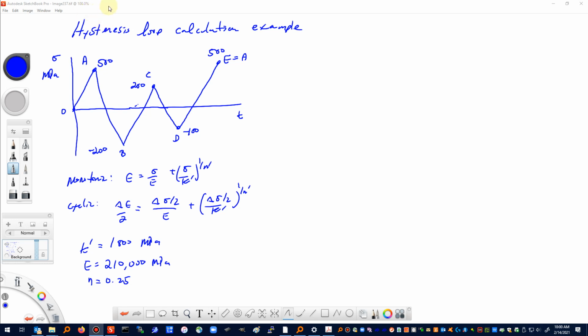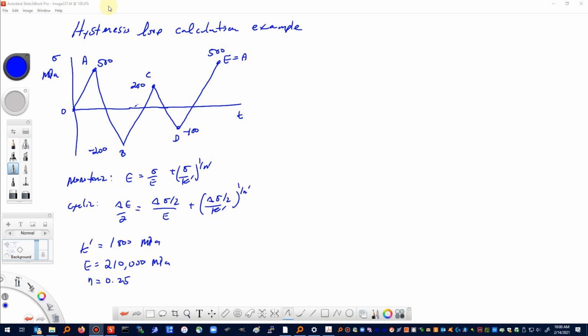Okay, so in this lecture we're going to take a look at calculating numbers based on our Ramberg-Osgood equation and our hysteresis branch and Masing's hypothesis and so forth. So let's have a material that has a K prime of 1800 megapascals, modulus of elasticity of 210,000 megapascals, and an N value of 0.25.